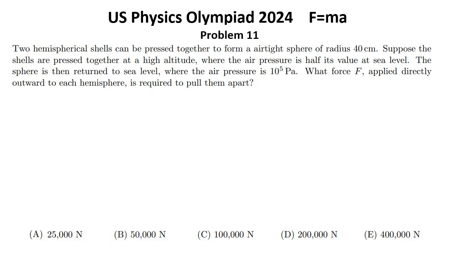Problem number 11. Two hemispherical shells can be pressed together to form an airtight sphere of radius 40 centimeters. Suppose the shells are pressed together at a high altitude, where the air pressure is half its value at sea level. The sphere is then returned to sea level, where the air pressure is 10⁵ pascals. What force F, applied directly outward to each hemisphere, is required to pull them apart?